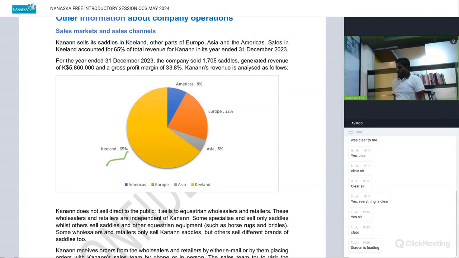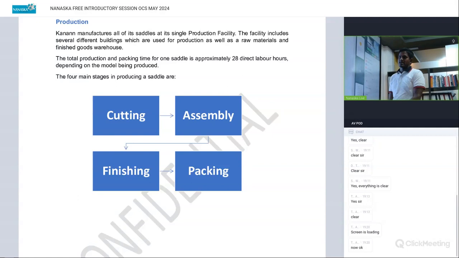Are the others also facing the similar issue? You can see my screen, right? Okay. So these are your production processes, the departments that it goes through: cutting, assembly, finishing and packing.